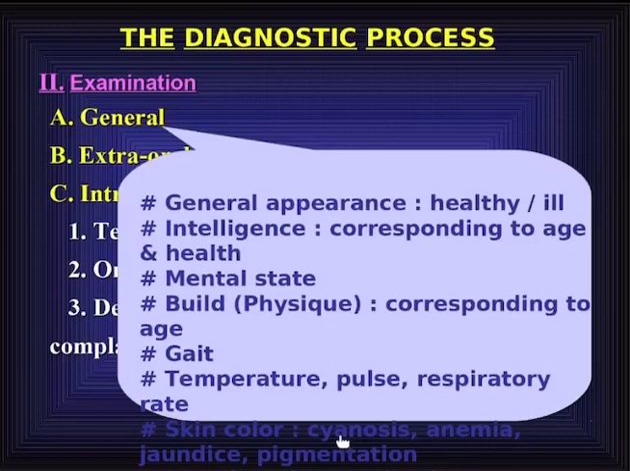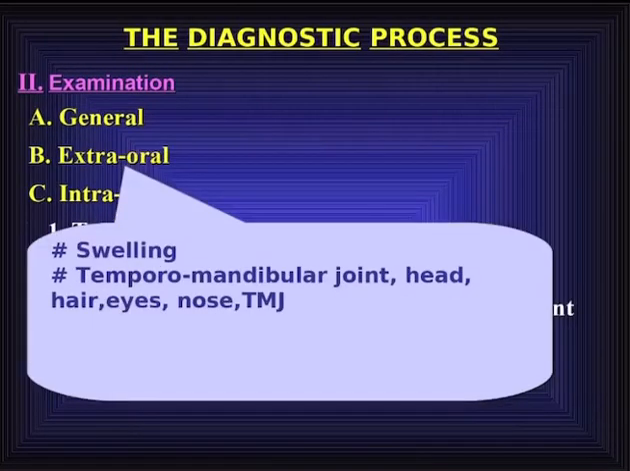Similarly, you have a condition which is called cyanosis. In this, the patient will become bluish in color. The skin and mucous membrane will become blue in color. And jaundice, the skin will become yellow in color, or any other pigmentation which you can see, that you have to note down. So once the general examination is over, then you go for the extraoral examination.